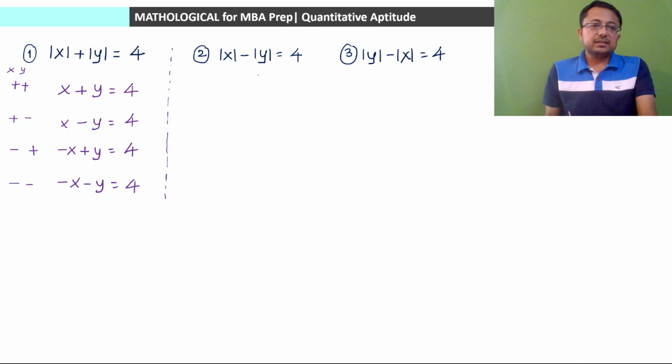Now in the second equation, same scenario, x and y both positive, so both will open with a positive sign. The equation will be x minus y is equal to 4. In the second scenario, x positive and y negative, so x plus y equal to 4.